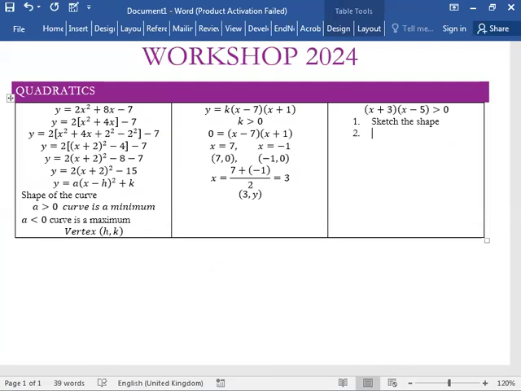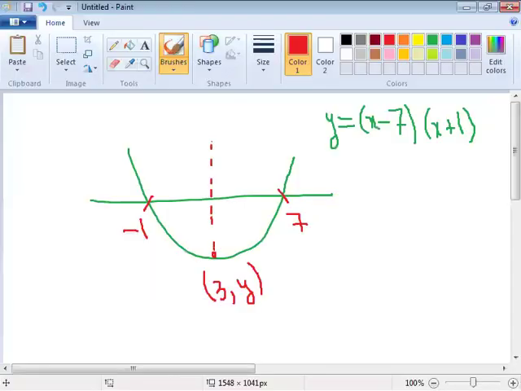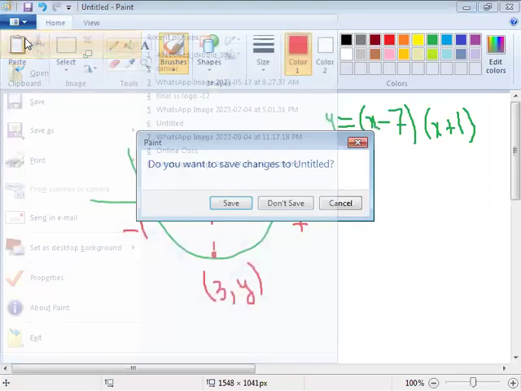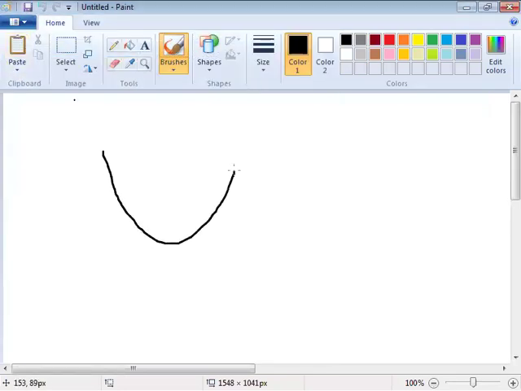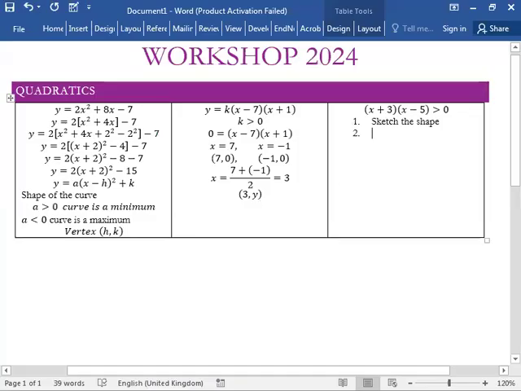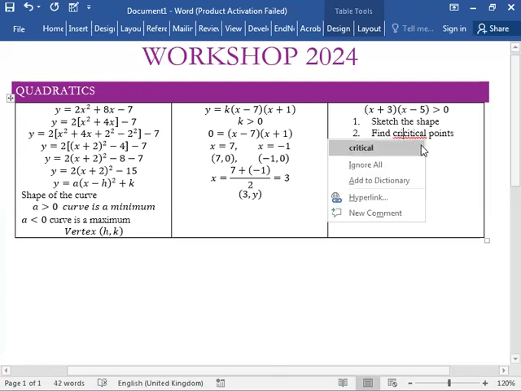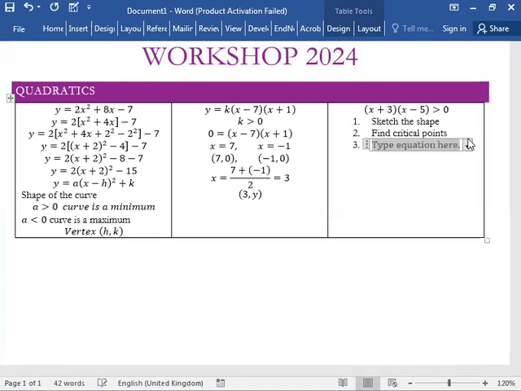And how do we sketch the shape? वो x square का coefficient, if it is positive, it will be a happy face. ठीक है? So let's do this example. So I know that it will be a happy face. This is the first thing that I've done. The next thing we do is find critical points. And how do we find critical points?